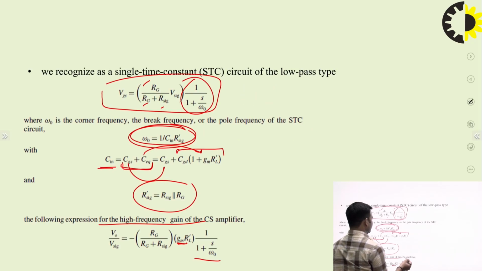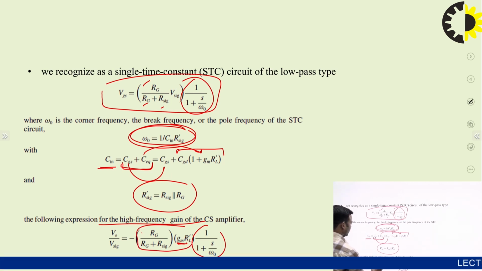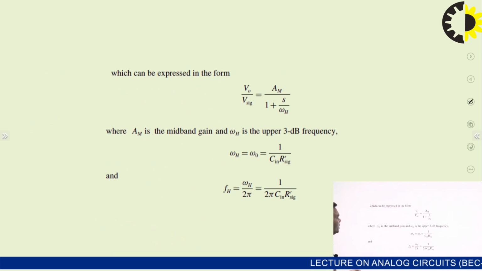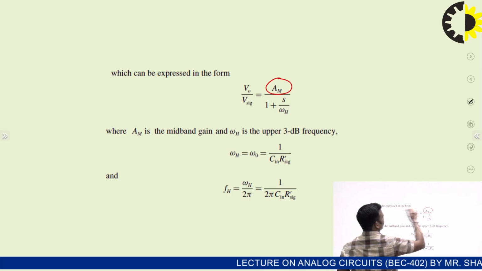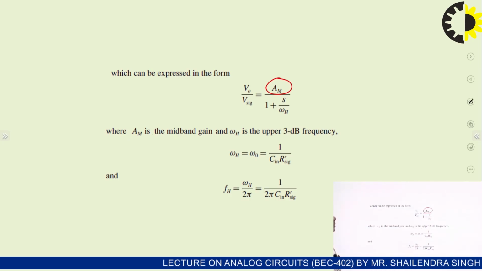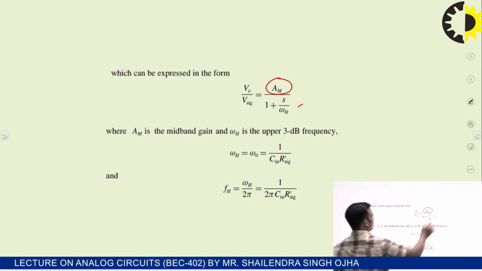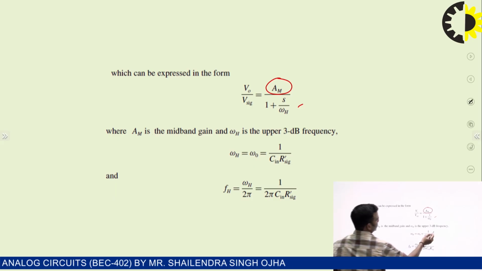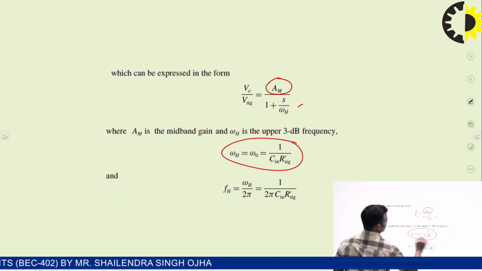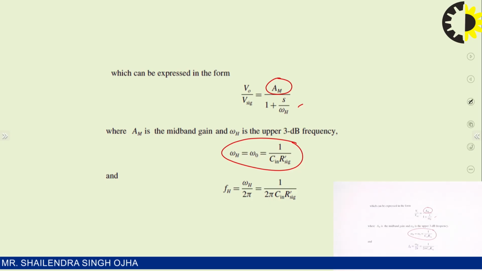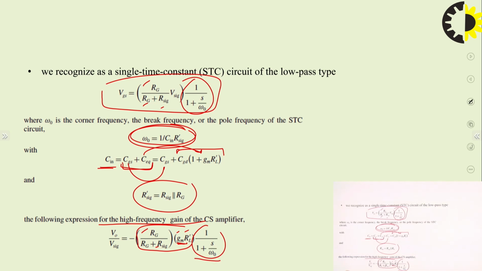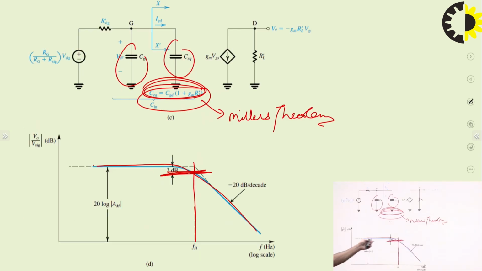And if you see, other than these, all things are constant. Rg is constant, R dash signal is constant, GM is constant, RL dash is constant. So we can represent it as AM, the midband gain, upon 1 plus S upon omega h. So omega h is equal to omega naught, which is 1 upon C in into R dash signal, and this is the high cutoff frequency. And if you plot its response, then the response will be like this.